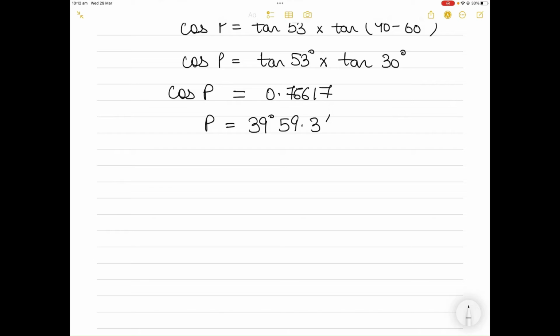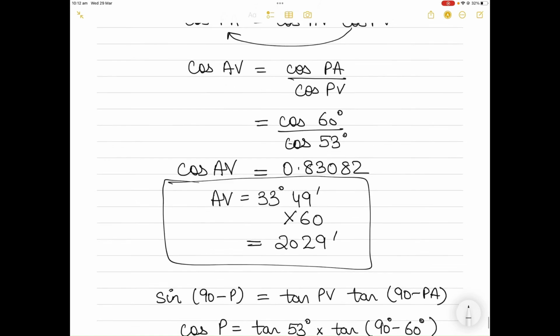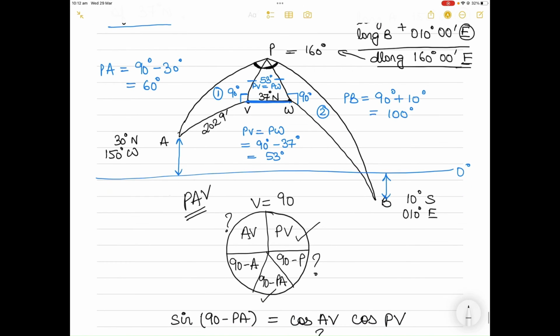Now, so that I don't confuse this P with the big angle P, the big angle P being the angle P between A and B, I will call this P1. P1 is the D long between position A and the vertex V. All right, I'll keep a note of this. I'll revisit this later. Now I have solved triangle 1.